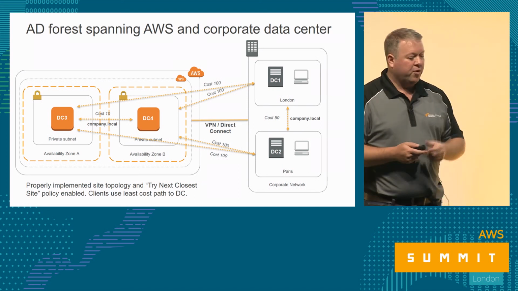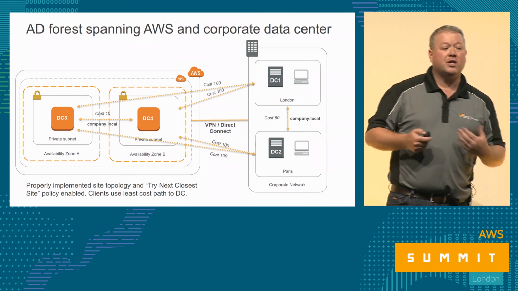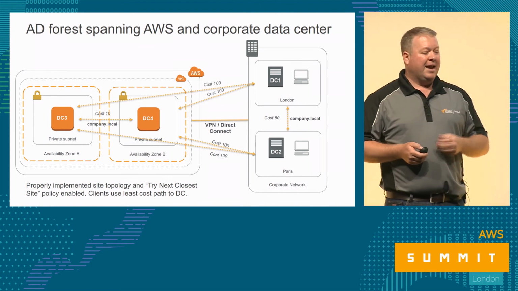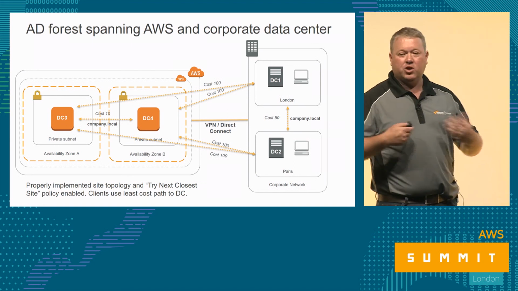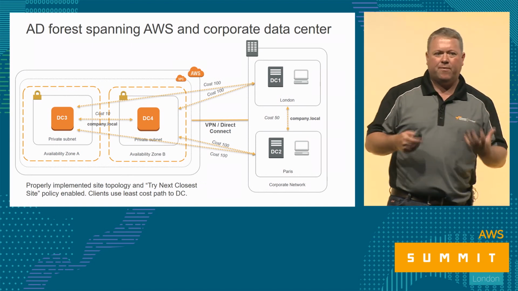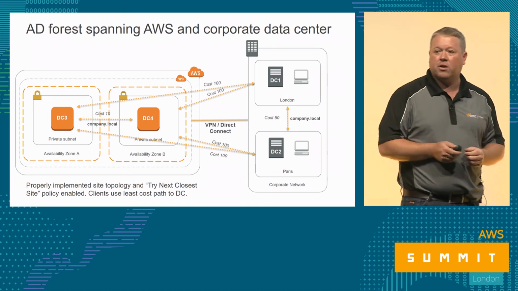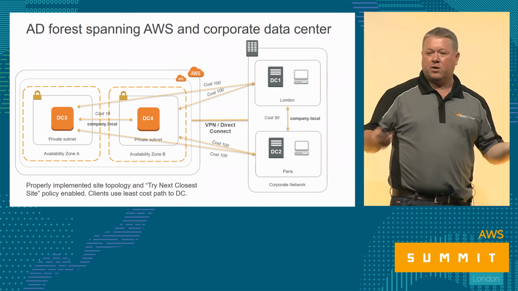Ensuring you do this ensures that the authentication stays local to where it needs to be. It also gets you around issues of slow logon times and will ensure that, as you move forward, you have a much better functioning forest between AWS and your on-premises.